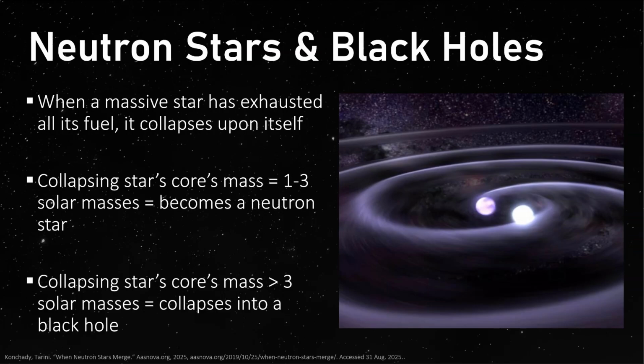Here's a brief explanation on how neutron stars and black holes form. When a star much more massive than the Sun runs out of nuclear fuel in its core, it collapses. If the collapsing star's core has a mass of approximately 1 to 3 solar masses, it becomes a neutron star, while more massive cores collapse into black holes.